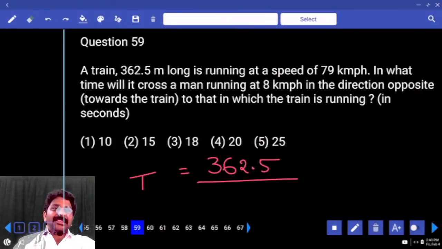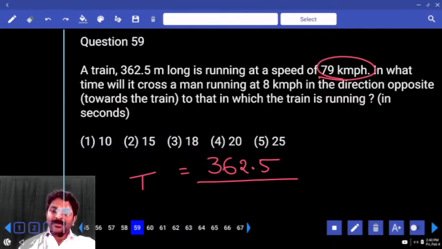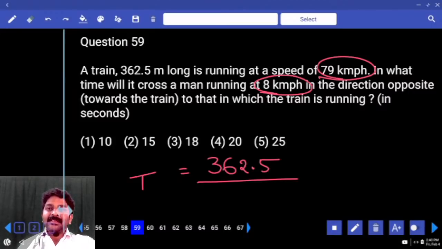So in what direction are they moving? If they are moving in opposite directions, relative speed becomes s1 plus s2. What is the train speed? Man speed? 79 plus 8.